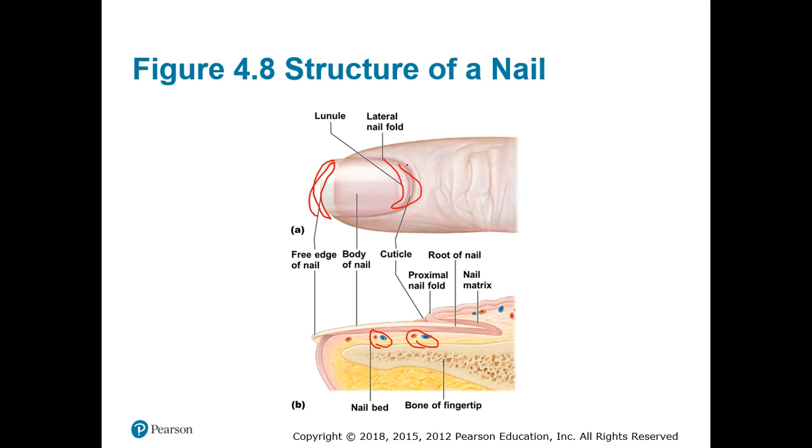Now your nail doesn't just end right here at the cuticle. You're going to notice down here on a sideways drawing that if you keep going, you have the root of the nail and the nail matrix all located down here, which is constantly creating more nail because your nails are going to continuously grow, which is why you have to take out those fingernail clippers and clip them every once in a while so they don't get too long.